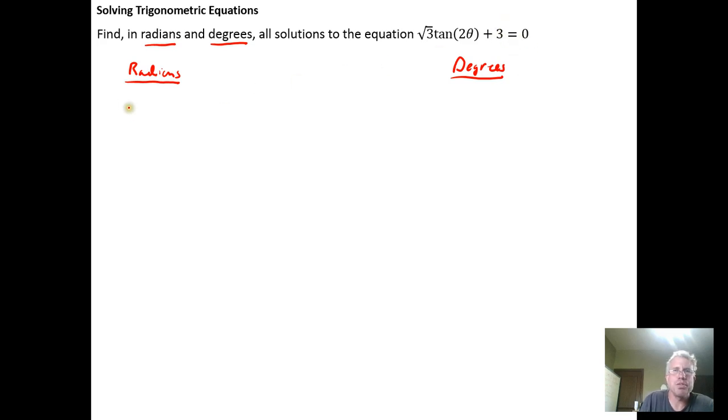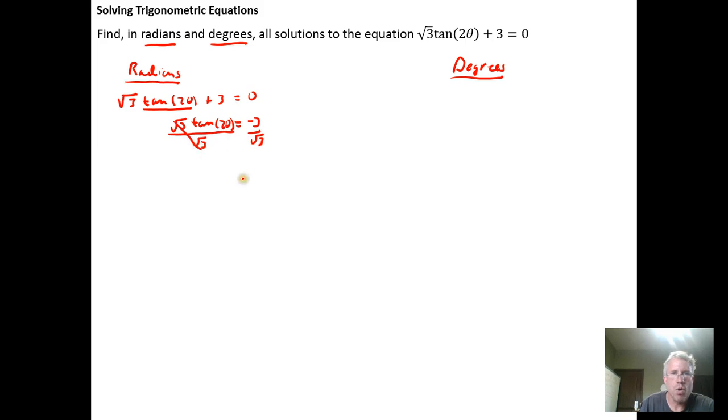So we'll start off just by rewriting the tangent function. Always rewrite the original problem. Root 3 tan twice theta plus 3 equals 0. We're going to subtract 3 from both sides. So the goal is to get the tangent function by itself. So that's going to leave us root 3 tangent 2 theta, and then we'll divide both sides by the square root of 3.